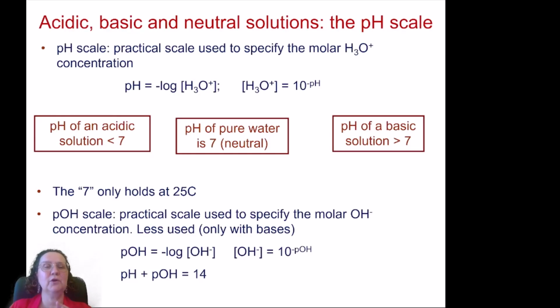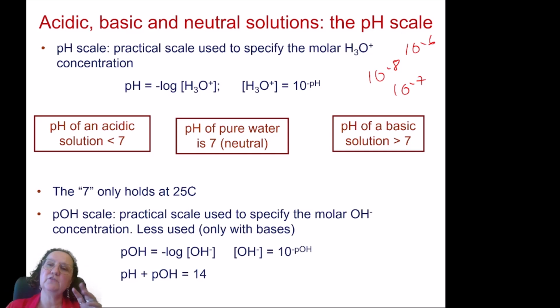So what is the problem with the way we define acidic, basic, and neutral solutions? Well, the problem is that the numbers are a bit cumbersome, because we are working with powers of 10 and negative powers of 10. So we are thinking about 10 to the minus 8, 10 to the minus 6, 10 to the minus 7. It's not easy to compare.